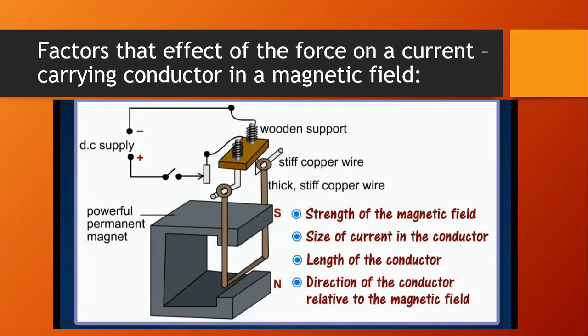And the fourth factor is direction of the conductor relative to the magnetic field. As I told you earlier, these are perpendicular to each other. If the conductor is placed parallel to the magnetic field, there is no force, or zero force. So direction of the conductor relative to the magnetic field is also important. They are perpendicular to each other, or make 90 degrees to each other.